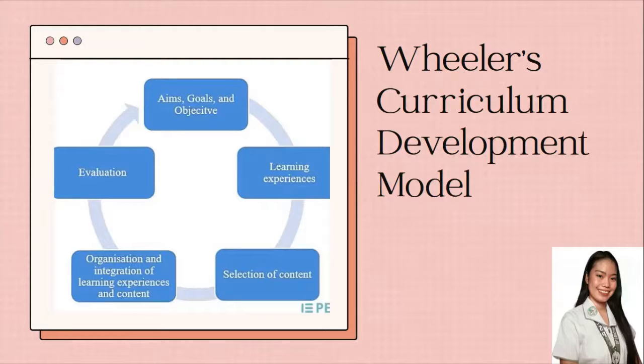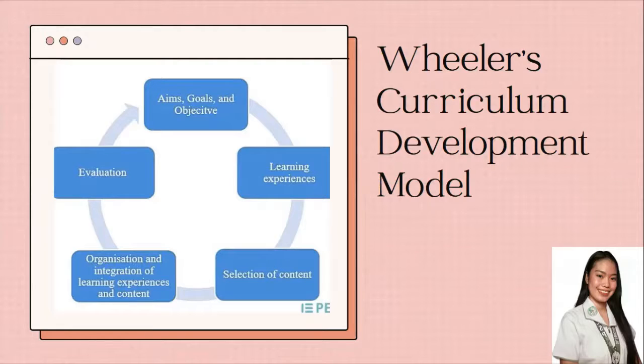And the fourth phase is the organization and integration of learning experiences and content. So the simplest explanation for this step is that you will now apply or integrate both the learning experience and the content. Now, the last phase is evaluation.